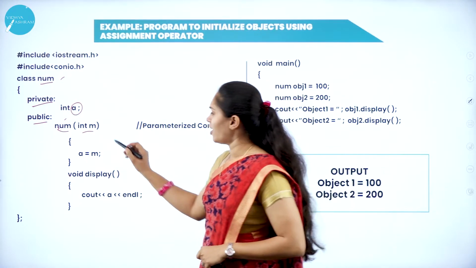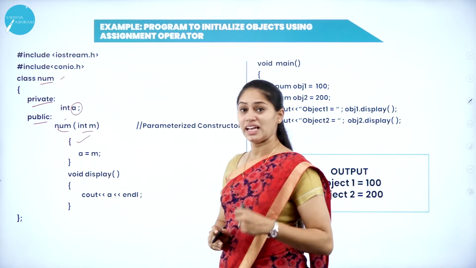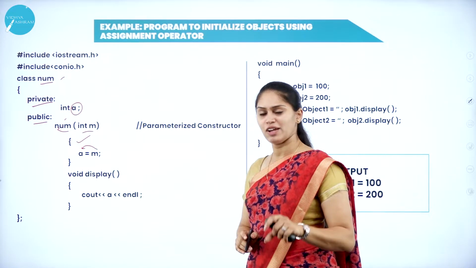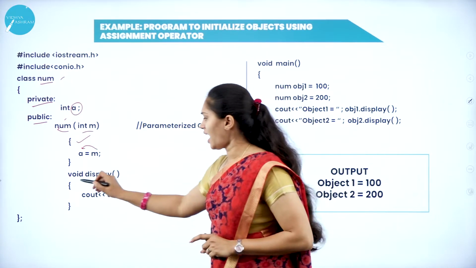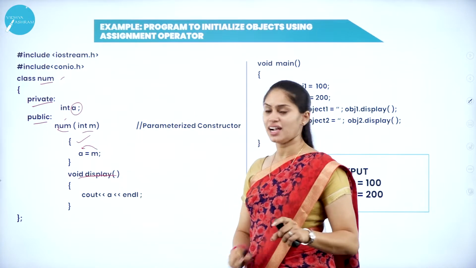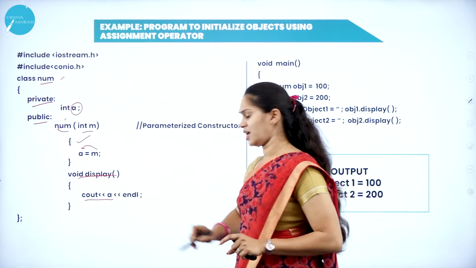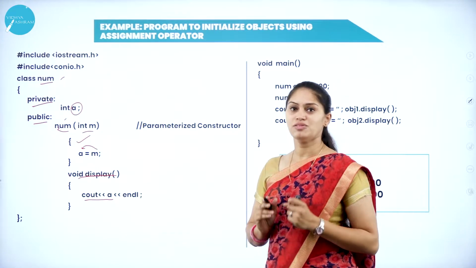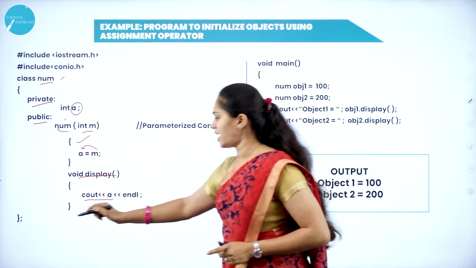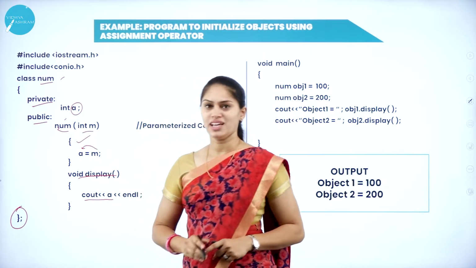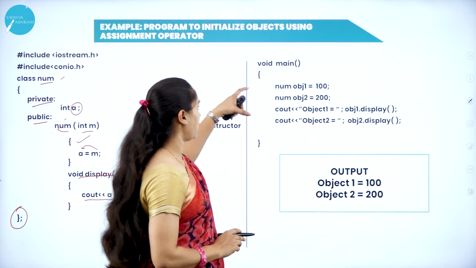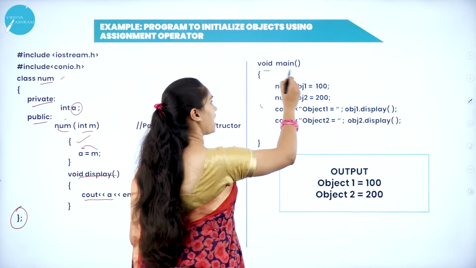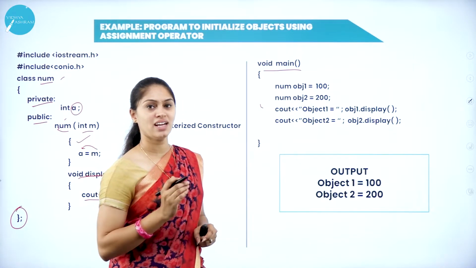Getting, students? After that, I am initializing the value of m to A. Then I have a display function, in which I'm going to display the content of A. Then I'm going to close the scope of this class. Coming to the main function, that is void main, where the actual execution of a program gets started.